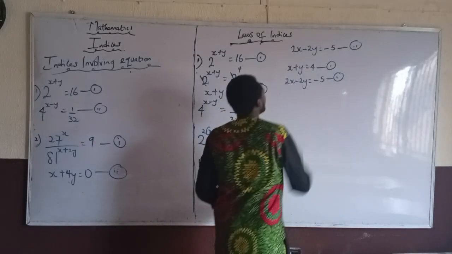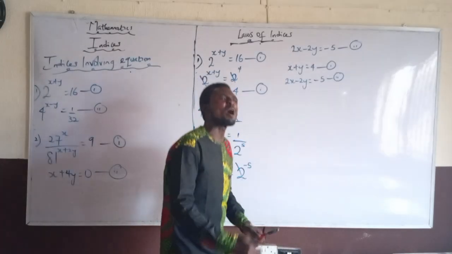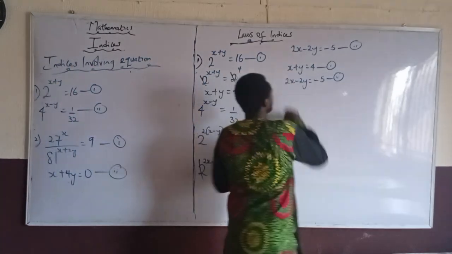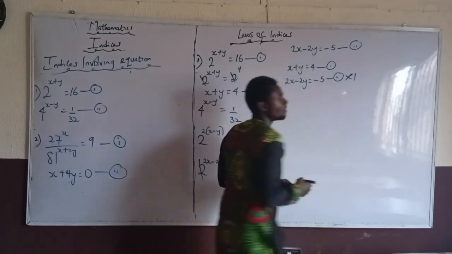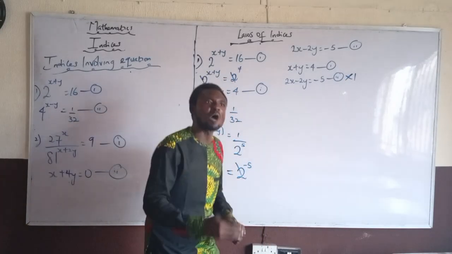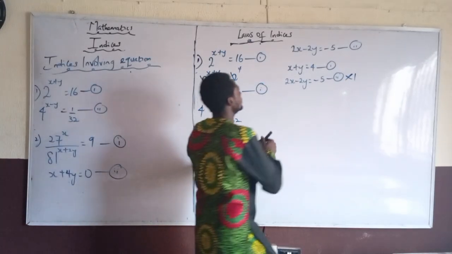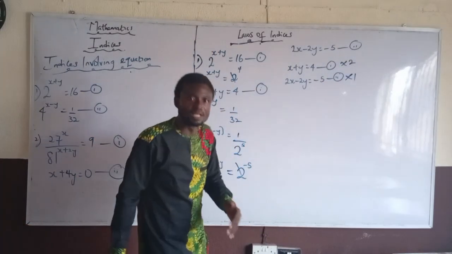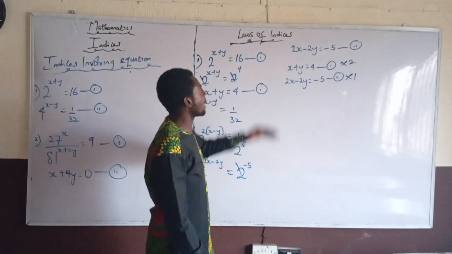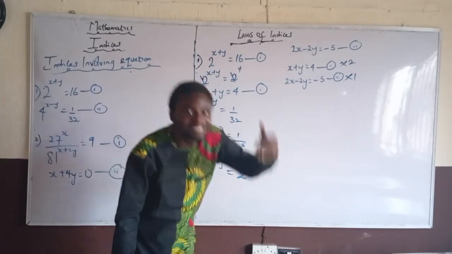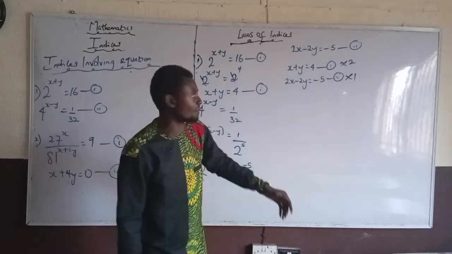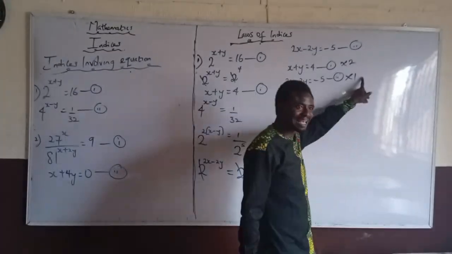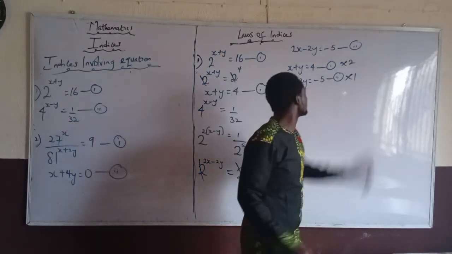So for equation 1, our coefficient of x is 1. So I bring it here times 1. For equation 2, our coefficient of x is 2. So here times 2. So anytime you want to eliminate, you must make sure that one of the unknown have the same coefficient. It does not have the value here, you bring it here. The value here, you bring it here.